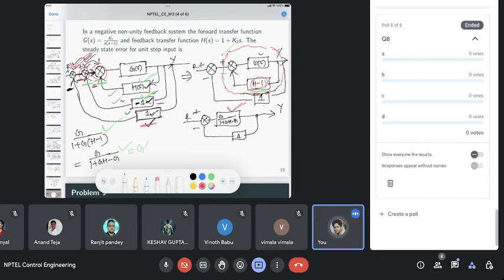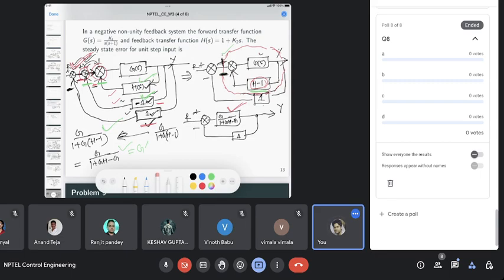Because this is feedback. This is positive and this is negative here, right? So you just use that formula: G by 1 plus GH. But instead of H, we have H minus 1 here, so apply that here.